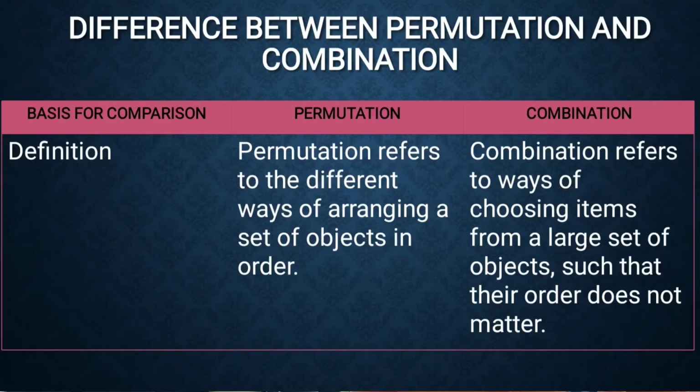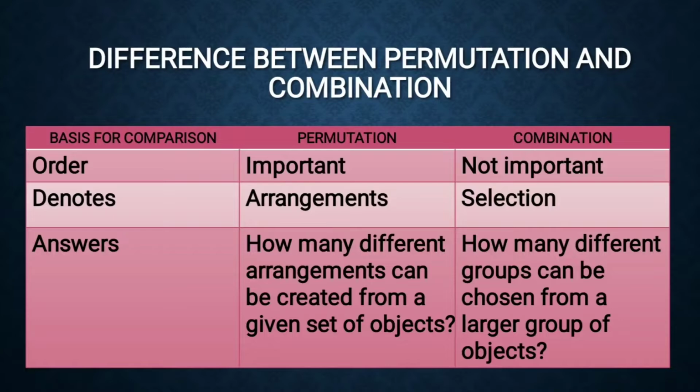When we say permutation, it refers to the number of ways of arranging a set of objects in order, while in combination, it refers to the way of choosing items from a large set of objects, such that their order does not matter. Again, in permutation, order is important. In combination, it is not. And when you say permutation, it denotes arrangements, while in combination, it denotes selection.